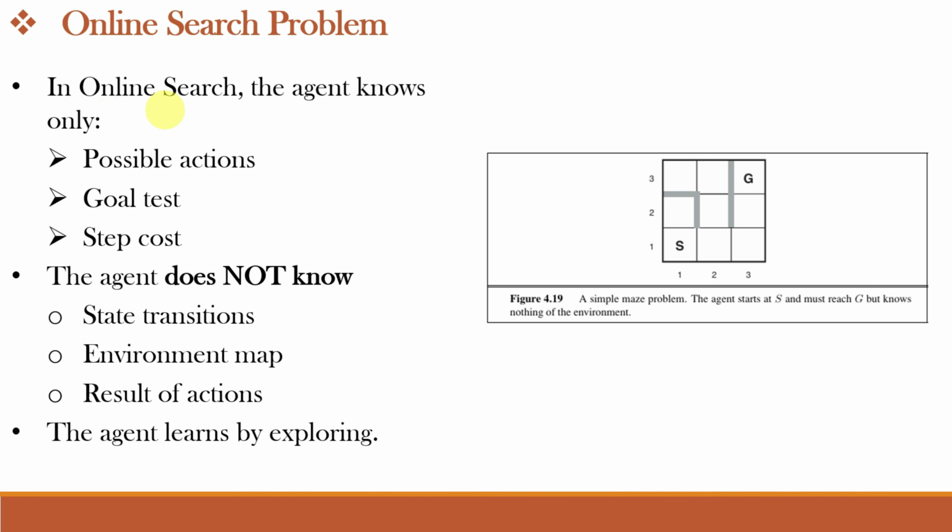Okay. See, in online search, the agent knows only possible actions, goal test, and step cost. But it does not know where each action will eventually lead. And this is why online search is also called learning by exploration.